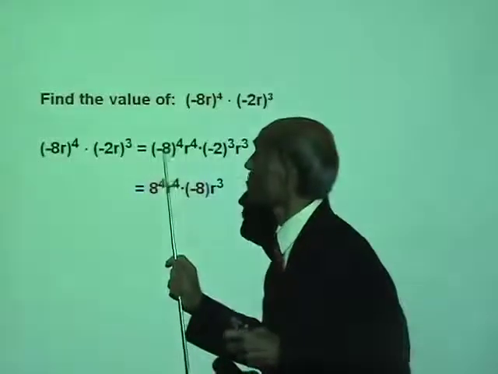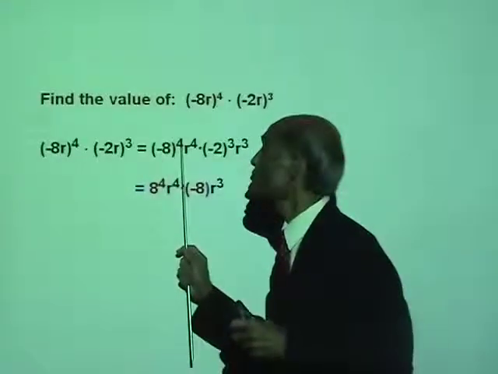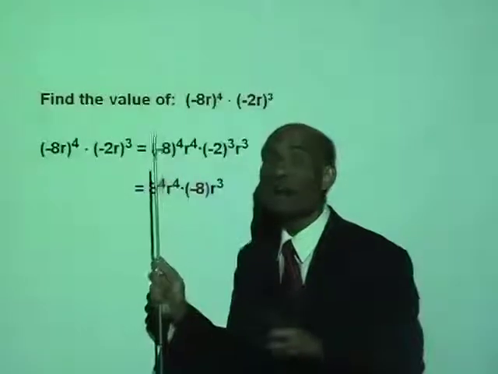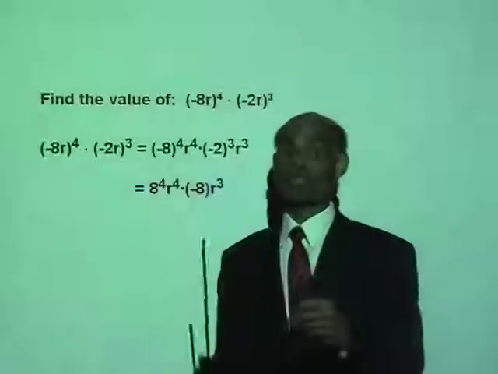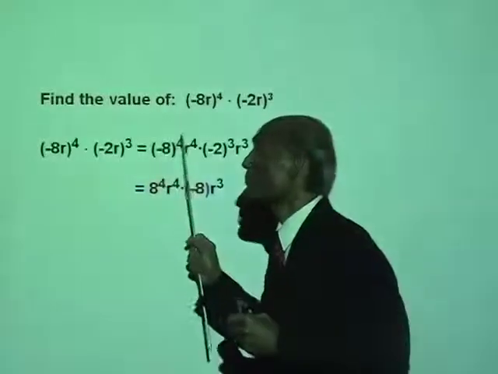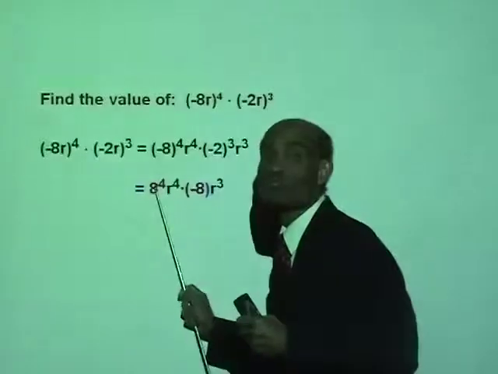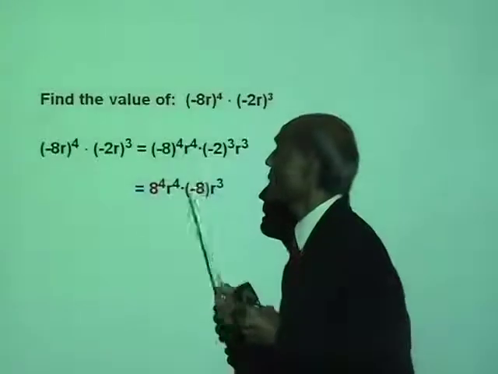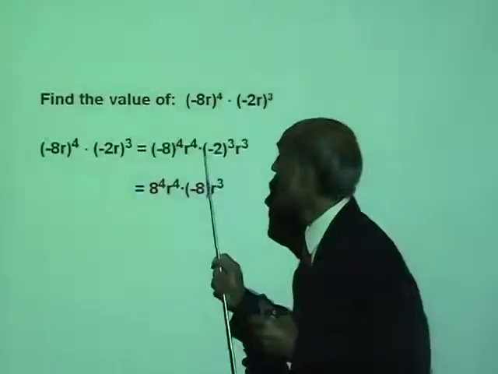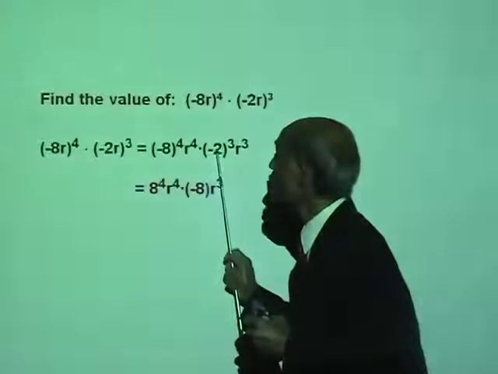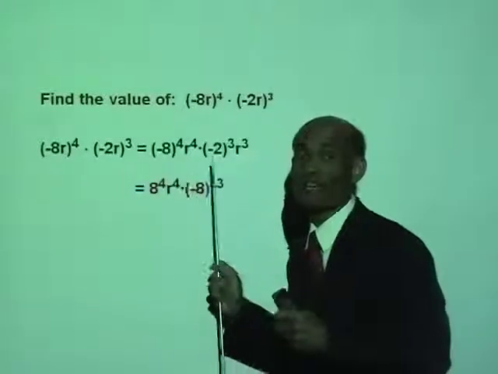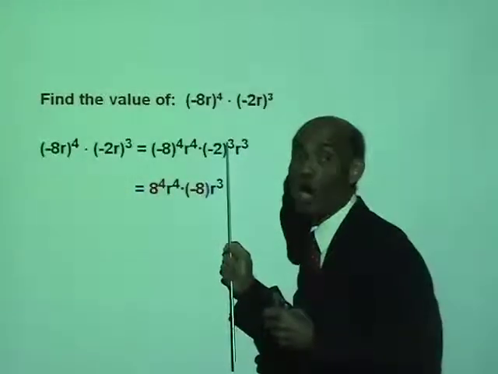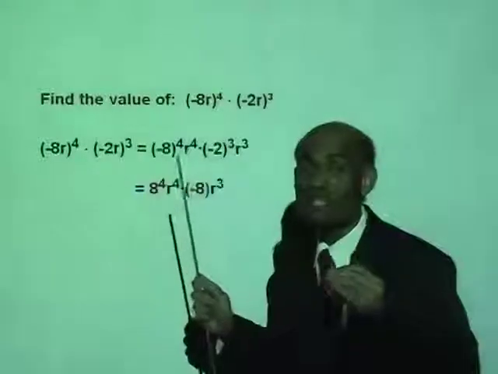Let's simplify this. Negative 8 raised to the power of 4: a negative number raised to an even power, the result will be positive. So negative 8 raised to the power of 4 is 8 to the power of 4. So this will be 8 to the power of 4 multiplied by r to the power of 4. And in the next one, negative 2 raised to the power of 3: a negative number raised to an odd power, the result will be negative.